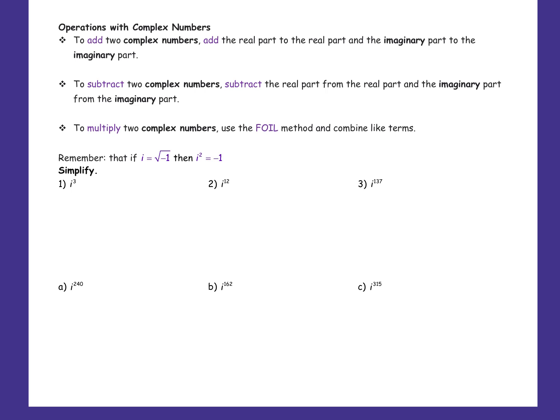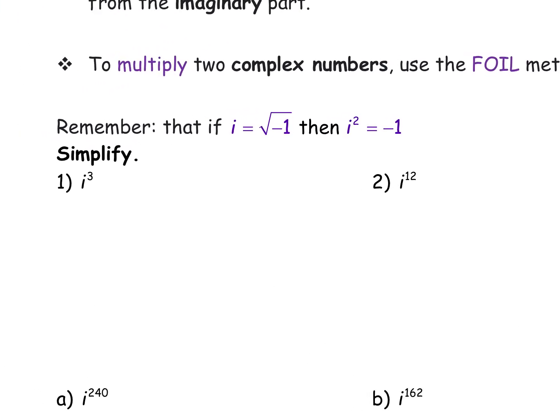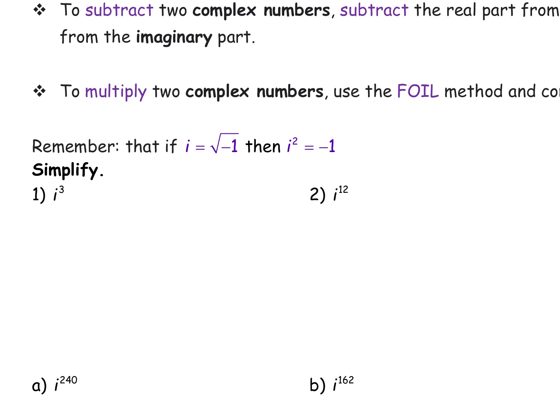So it says we want to simplify these and we want to remember 2 things. When I'm doing this, I want to remember that i equals the square root of -1 and i squared equals -1. So for these problems, I can have one of 4 answers and that's it, okay? I can have 1, -1, i, or -i. That's what my answer is going to be. One of those 4 answers, that's it. Okay, that's the only answer I can have.